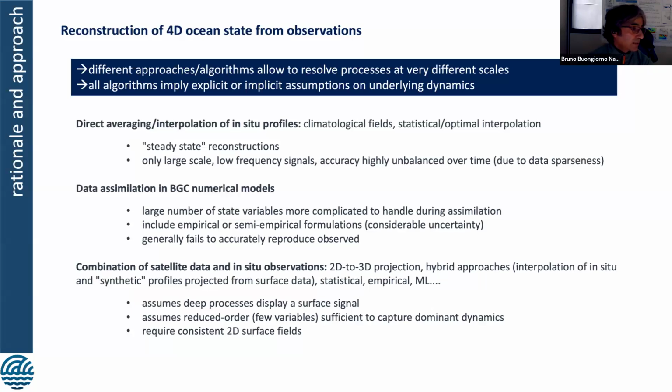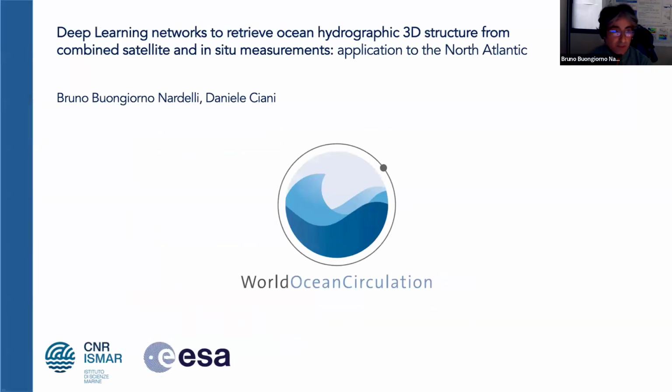And I will actually start, even if I know the group is biogeochemically focused, with the work we have been doing within a European Space Agency project called World Ocean Circulation, where we were aiming to retrieve temperature, salinity, and currents.